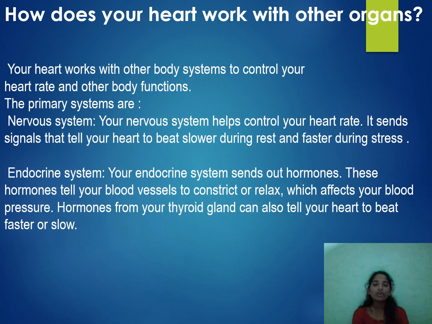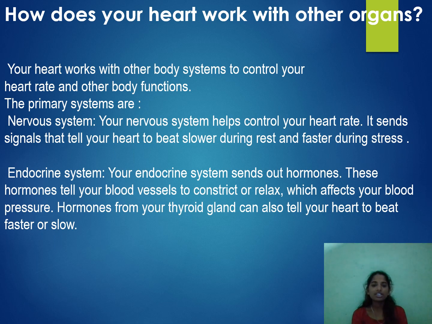So let's see how does your heart work with the other organs. Your heart works with other body systems to control your heart rate and other body functions. The primary systems are the nervous system and endocrine system. Your nervous system helps control your heart rate. It sends signals that tell your heart to beat slower during rest and faster during stress.